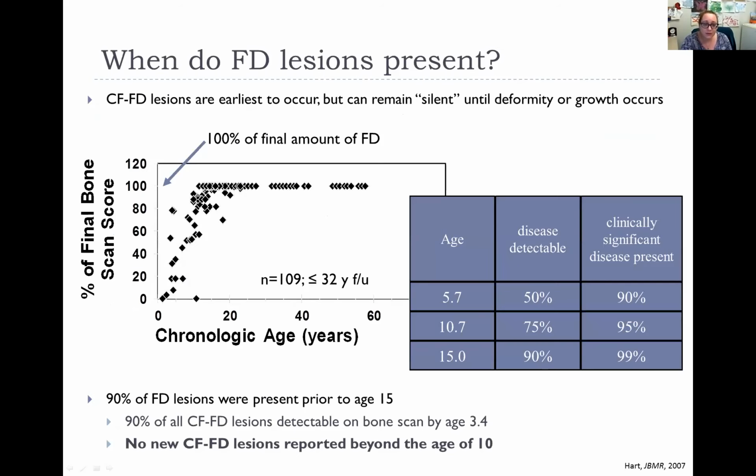So when do most of the lesions present? Well, Hart et al. in 2007 showed that about 90% of lesions were detectable by the age of 10. Basically, most craniofacial fibrous dysplasia lesions are earliest to occur, but can remain silent until some kind of deformity or growth occurs. And that's why many of them are detected incidentally. So 90%, like we said, were detected prior to age 15, and no new craniofacial fibrous dysplasia lesions were reported beyond the age of 10 in this study.